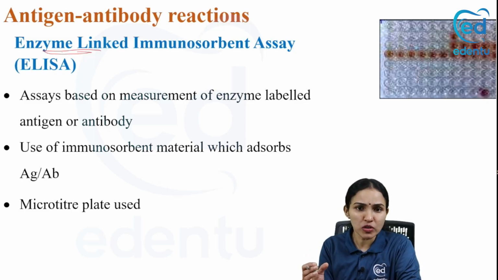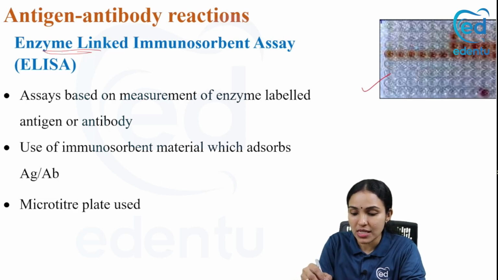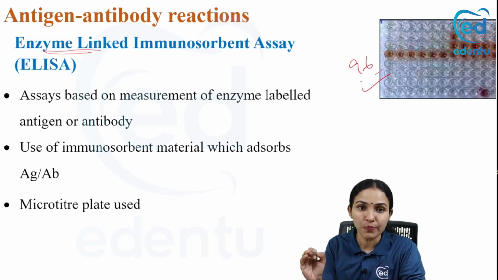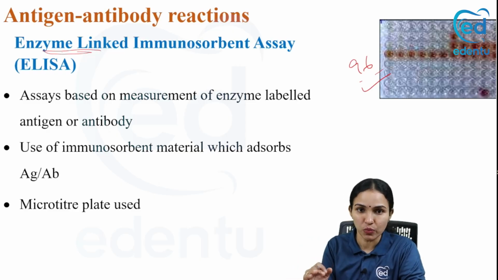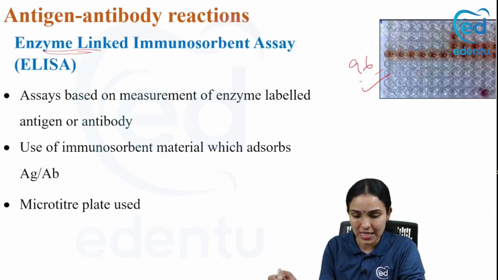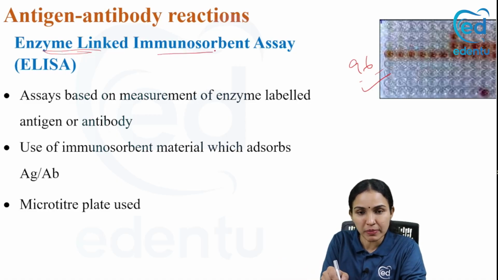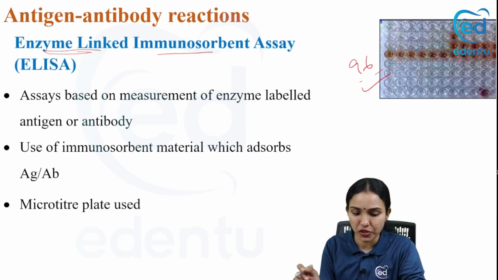So most often we use materials like polystyrene, and we use a microtiter plate for this. You can see the figure here. It's a 96 well microtiter plate, and this material is immunosorbent material, which can absorb antigen and antibody to the base of the well of the plates. So that is why this test is called enzyme linked immunosorbent assay. We are using an immunosorbent material, and we are using enzyme linked antibodies for detection of antigens or antibodies.